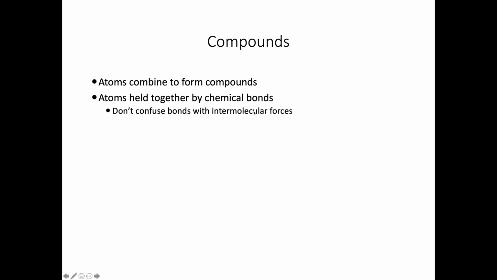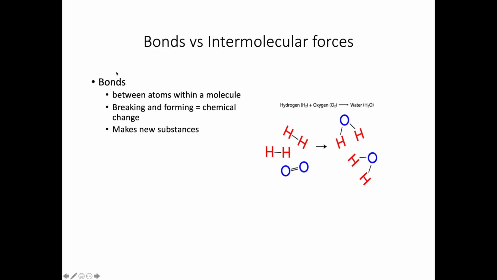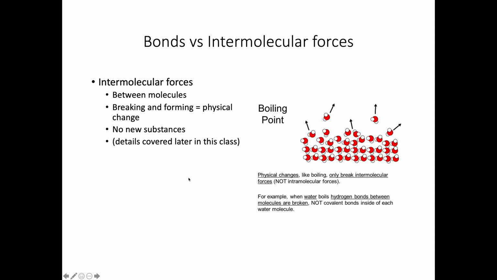So atoms are held together by chemical bonds. Don't confuse bonds with intermolecular forces. So there's only a small number of slides here. All right, so bonds are between atoms within a molecule. If you break and form them, it's a chemical change, and you're making new stuff. We talked about that before. So these here are chemical bonds. Okay, and these are chemical bonds. The lines here are chemical bonds. And we'll talk about drawing stuff like this later on. So if I break these, it's making new stuff, right? Breaking and forming.